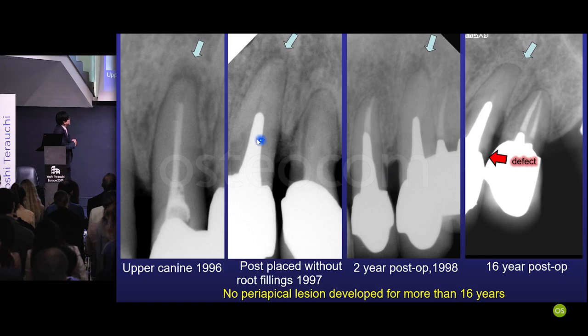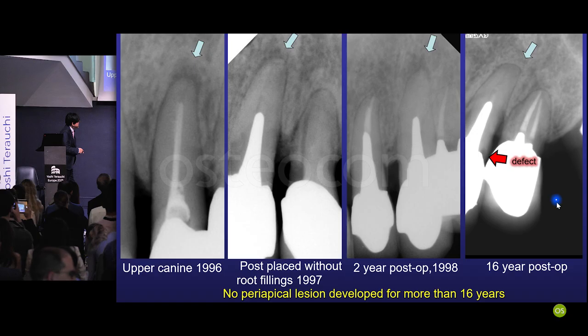I placed the metal post, and I took a radiograph. And I was surprised to see there was no root filling in the tooth. But what was done was done. So I decided to follow the case. And this is a 2-year post-op. I think it's getting better.